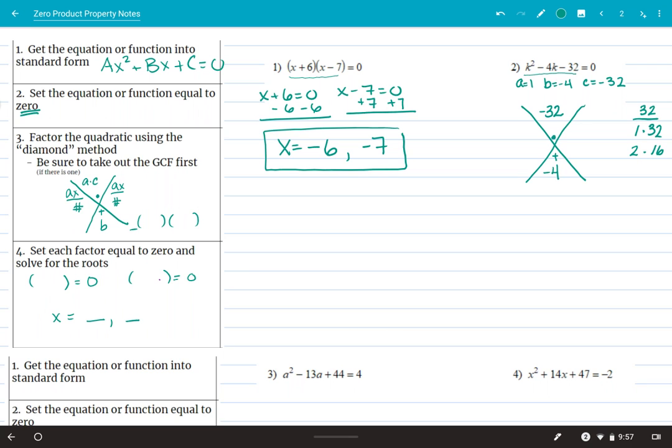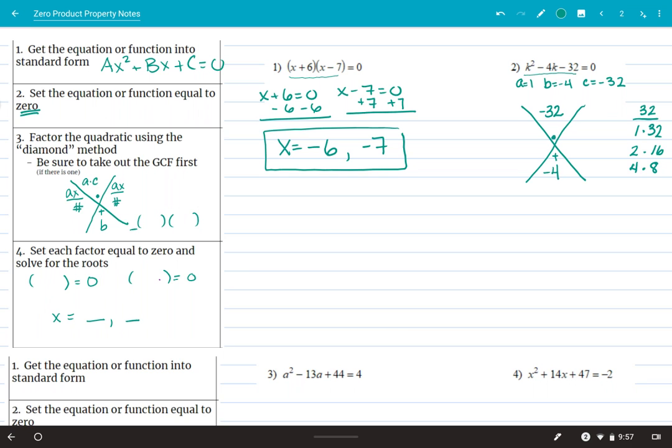So 32 divided by 2. And you can even keep going. 32 divided by 3 does not work. It gives you a decimal. 32 divided by 4. So we get 4 and 8. And if we keep going, 32 divided by 5 won't work. Divided by 6 won't work. 7 won't work. And then we stop.